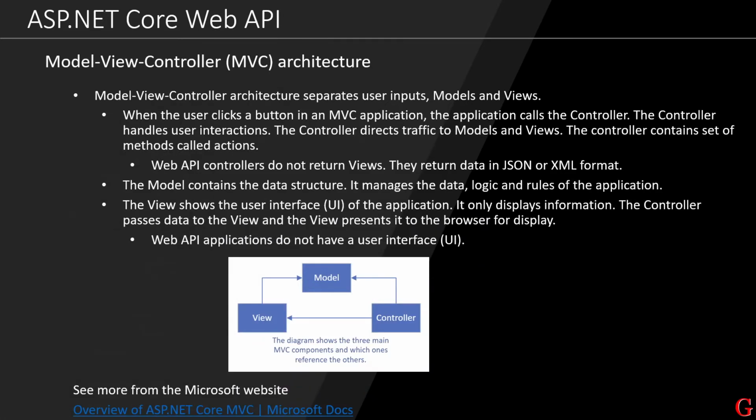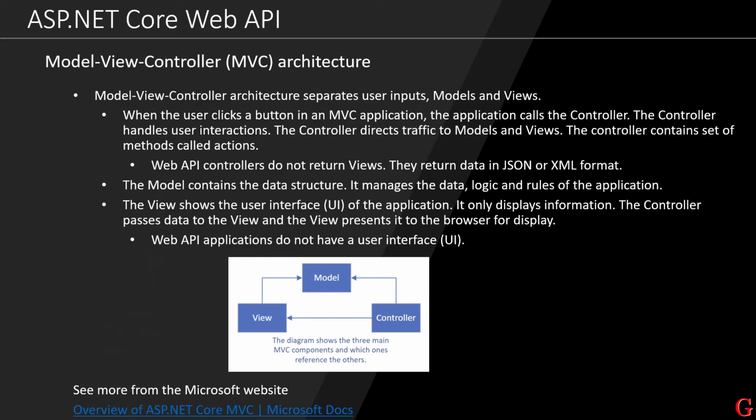Model View Controller architecture is commonly used. It separates an application into three main logical components: the model, the view, and the controller. When the user clicks the button, the application calls the controller. The controller handles user interactions. It also directs traffic to models and views. A model contains the data structure. It manages the data, logic, and rules of the application.